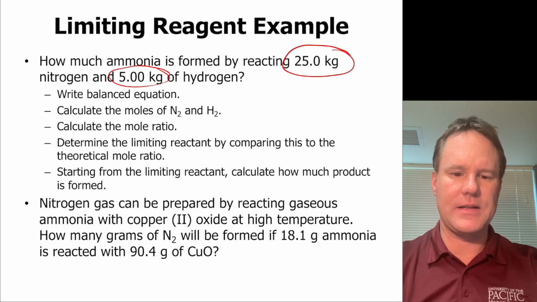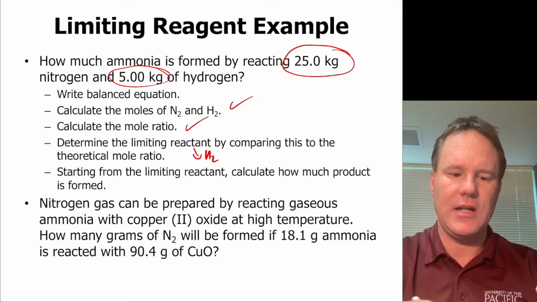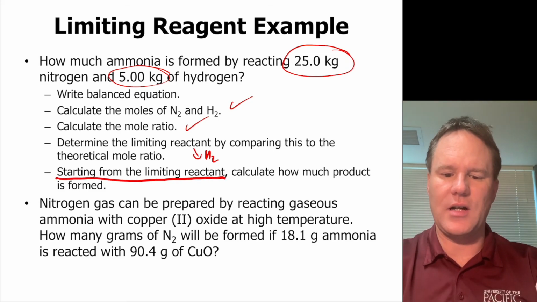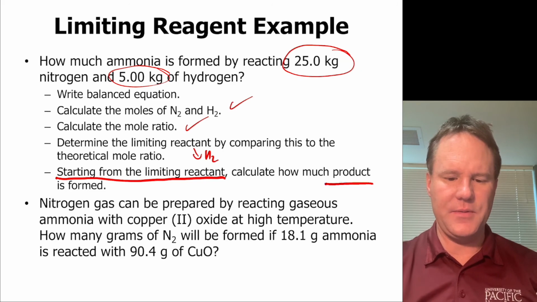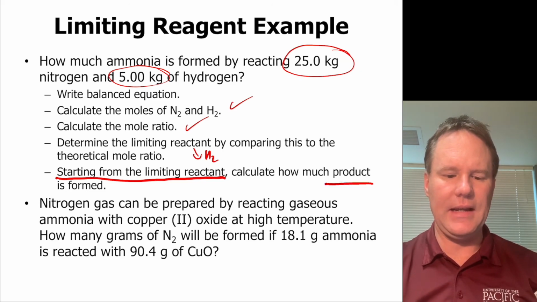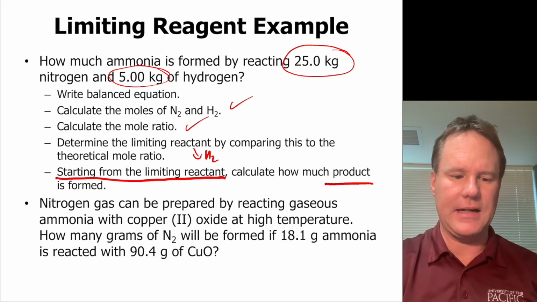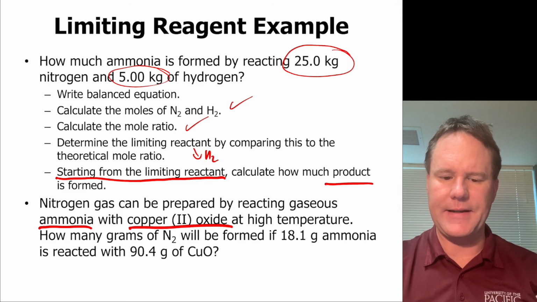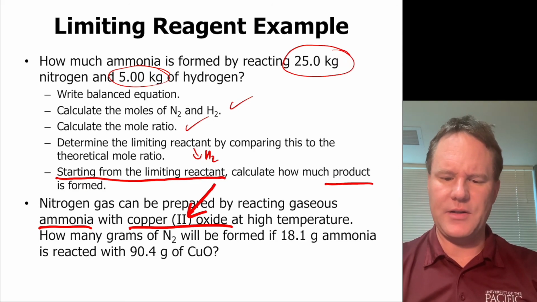So the answer was, we calculated first the moles, used the mole ratio, and then the limiting reactant happened to be the hydrogen, and the calculation that started with the limiting reactant was the one that determines how much product is formed. And then for homework, let's do a similar one. Nitrogen gas is made from reacting gaseous ammonia with copper oxide, copper 2 oxide, by the way, this is a type 2, at high temperatures. How many grams of nitrogen will be formed?